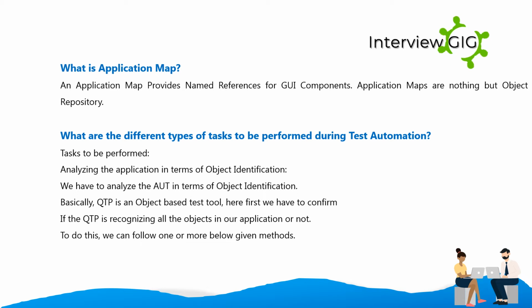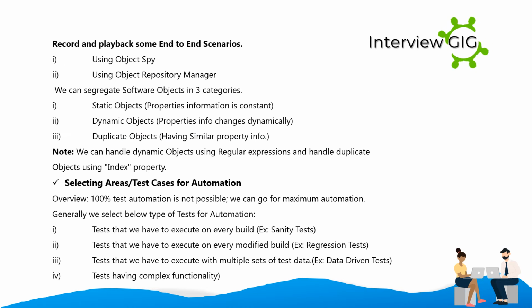To do this, we can follow one or more of the below given methods. 1. Record and playback some end-to-end scenarios. 2. Using Object Spy. 3. Using Object Repository Manager. We can segregate software objects in 3 categories. 1. Static objects: properties information is constant. 2. Dynamic objects: properties info changes dynamically. 3. Duplicate objects: having similar property info. Note: we can handle dynamic objects using regular expressions and handle duplicate objects using index property.